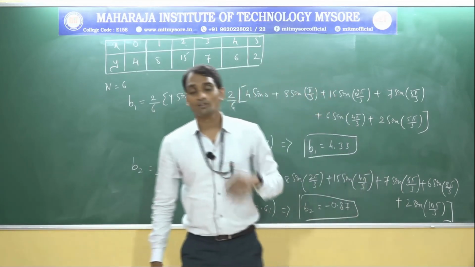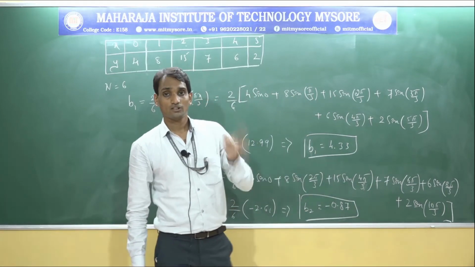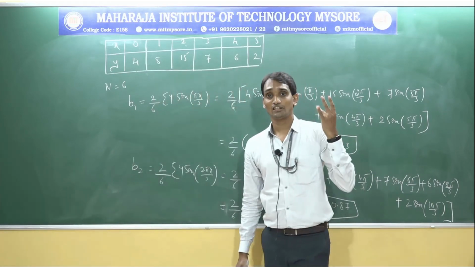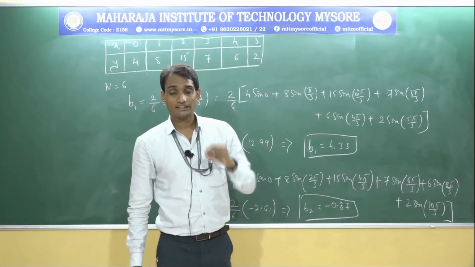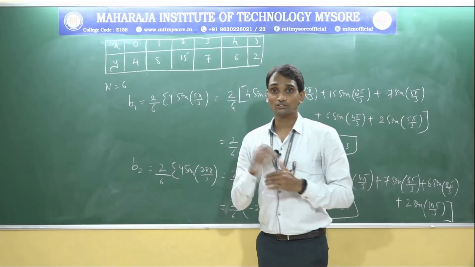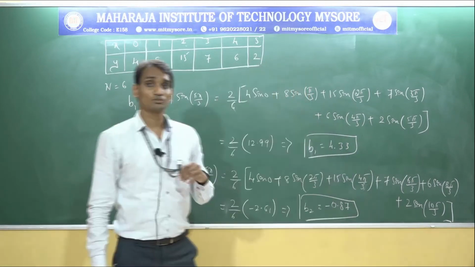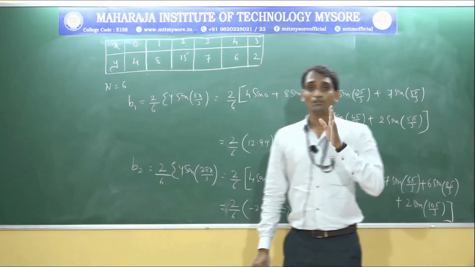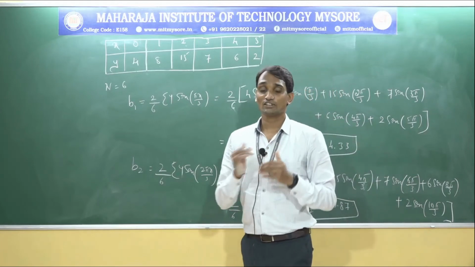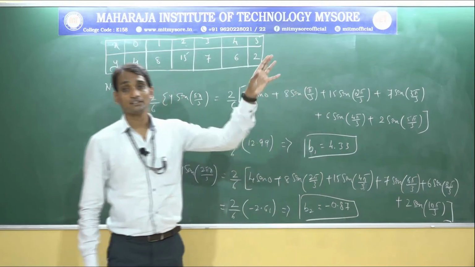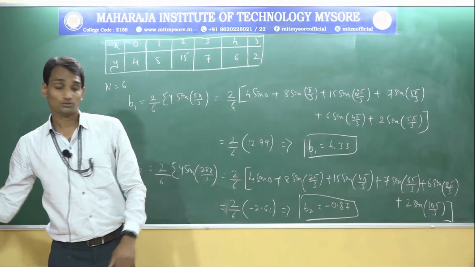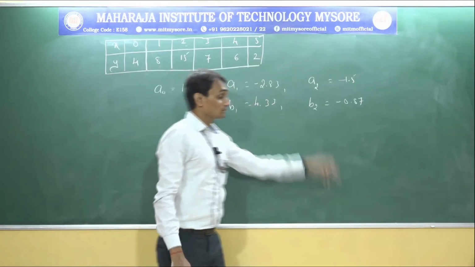These are all the values you got for B1 and B2. You got all the values for the second harmonic, A0, A1, B1, A2, B2, all the 5 values. After calculating all the 5 values, we need to substitute them in the general formula. First, once again I will write all the values here, A0, A1, A2, B1, B2.